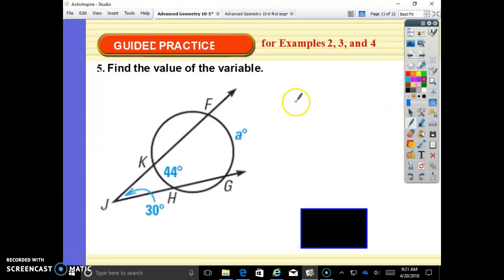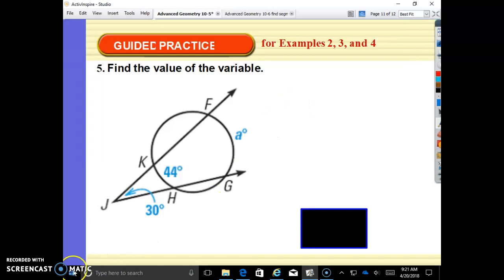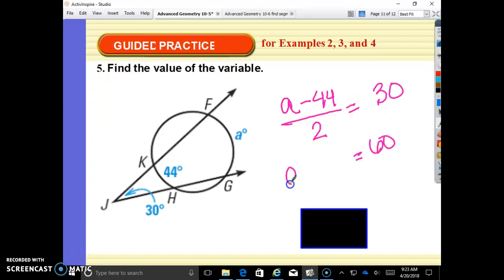I want you guys to pause the video and try this one. Alright, so big arc minus small arc, divide by 2, equals that external angle. Alright, so 2 times 30 is 60, equals A minus 44. What minus 44 equals 60? Add 44 to both sides. A equals 104.